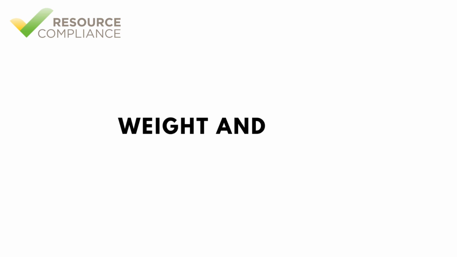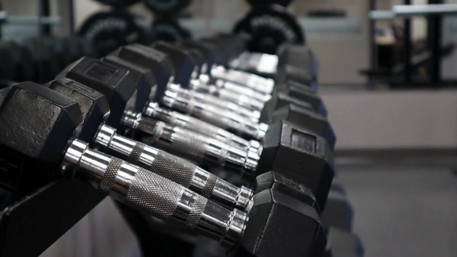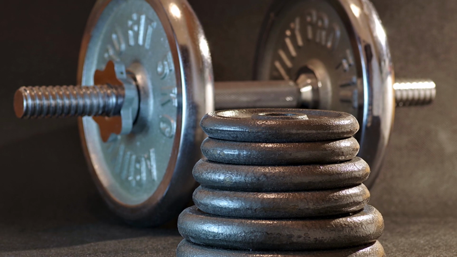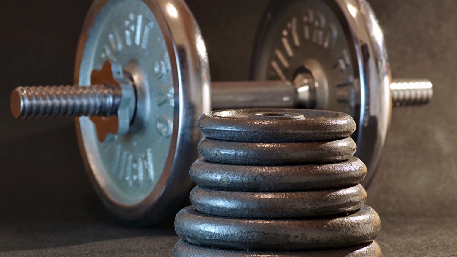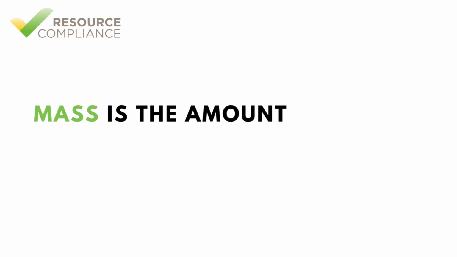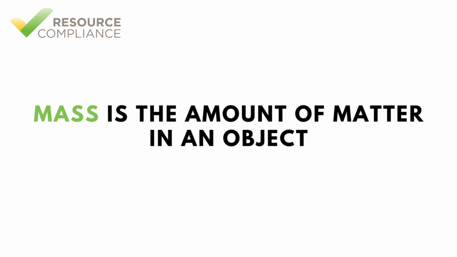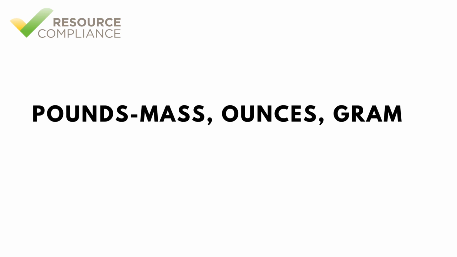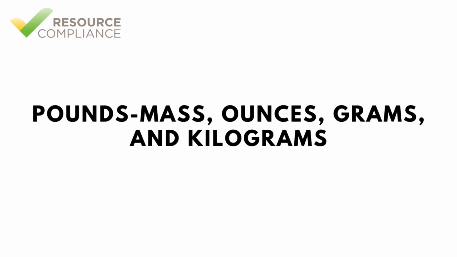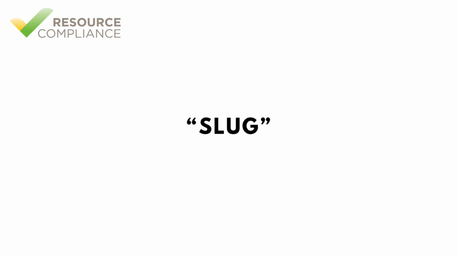Weight and mass are core refrigeration concepts that are often misunderstood to be different terms that describe the same properties. However, weight and mass are related, but not identical properties. Mass is the amount of matter in an object and is measured in pounds mass, ounces, grams, and kilograms. There is also a lesser known unit of mass called a slug.